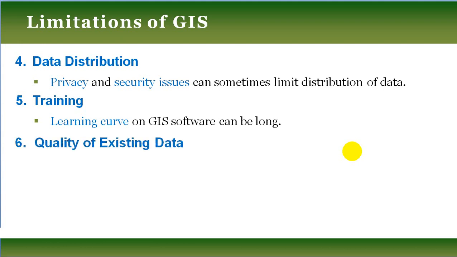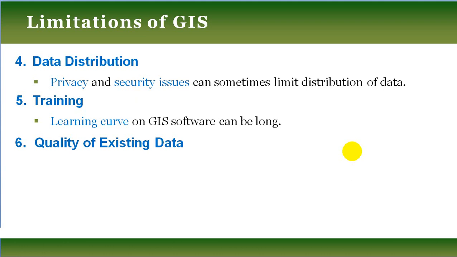Then the sixth one is the quality of existing data, because most of the time we prepare GIS based on existing data. We do not always prepare GIS data from scratch. For example, we prepare GIS based on an existing cadastral map, existing topo sheet, or existing thematic map. So your existing map is not appropriate if it already contains some sort of error.